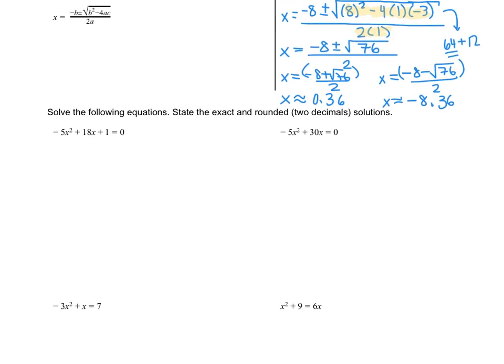Okay, let's try some more. So here we have negative 5x squared plus 18x plus 1. Our a value here is negative 5, b is 18, and c is 1. So I want you to pause the video, put these values into your quadratic formula, try to simplify it, and try to get those rounded answers and then come back to check your work.